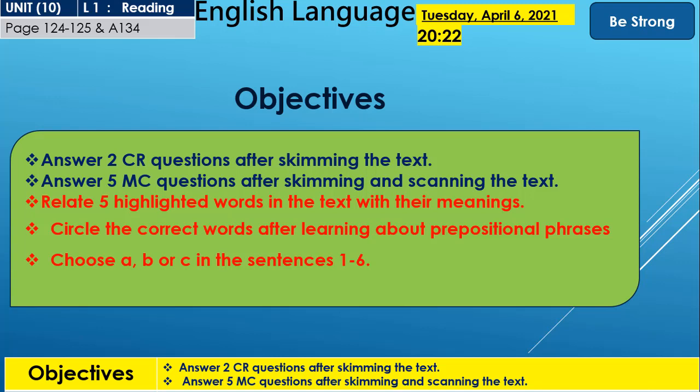In the second part, in the second video, we will try to relate 5 highlighted words in the text with their meanings, and we aim also to circle the correct words after learning about prepositional phrases, and by the end we will choose the correct choice between 4 or 3 choices in the sentences 1 to 6.